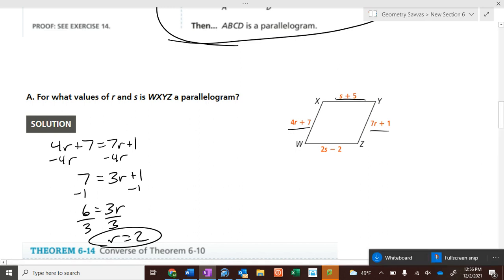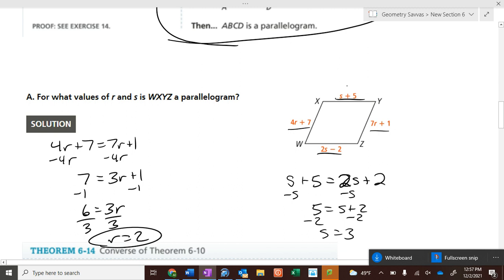Now we have the S's. S plus 5 and 2S plus 2. So S plus 5 has to equal 2S plus 2. Now, what do we do to both sides here, Cayman, to get S alone? Subtract S from each side. So 5 equals S plus 2. Then what do we do to each side, Braxton? Subtract 2. So S equals 3.